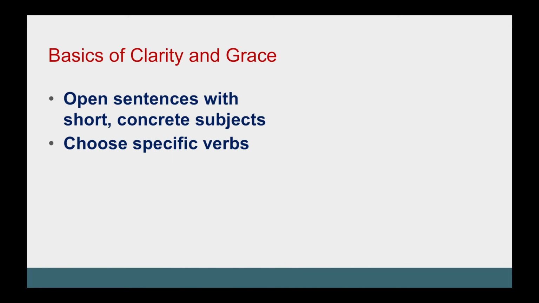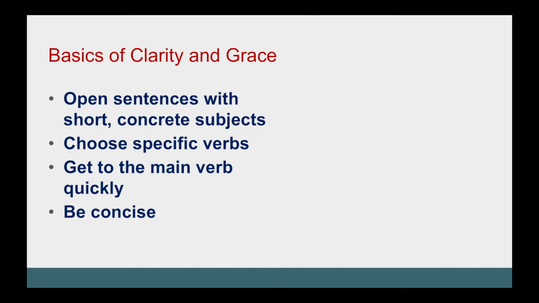Also, use specific verbs. For example, say, the red wire controls the machine, rather than the red wire allows the machine to be controlled. The main verb here should be control, not allows, because the red wire isn't really allowing anything, it's simply controlling the machine. Get to the main verb quickly, too. If your verb is drives, there should be very few words before the word drives. Be concise. In other words, always write as few words as possible.